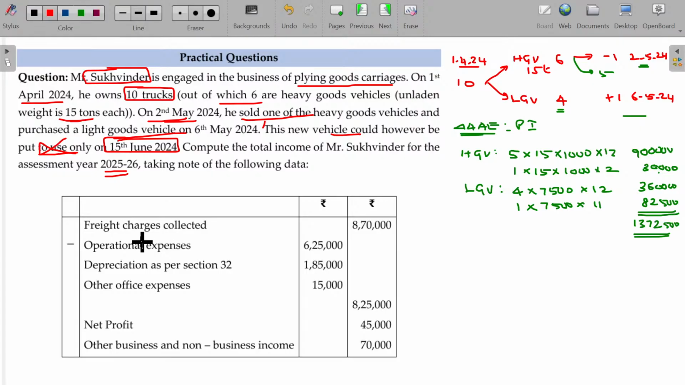We'll cross check here. Freight charges collected 8,70,000, depreciation 1,85,000, other expenses this one. Your net profit being 45,000. Now come on, tell me. Do you want to pay the tax on 45,000 or 13,72,500? Apart from that, other business and non-business income is also there. It's a separate one.